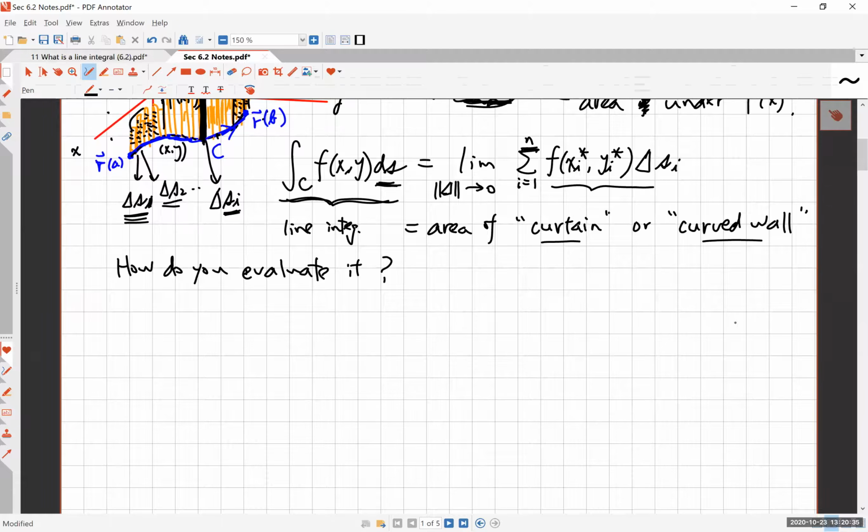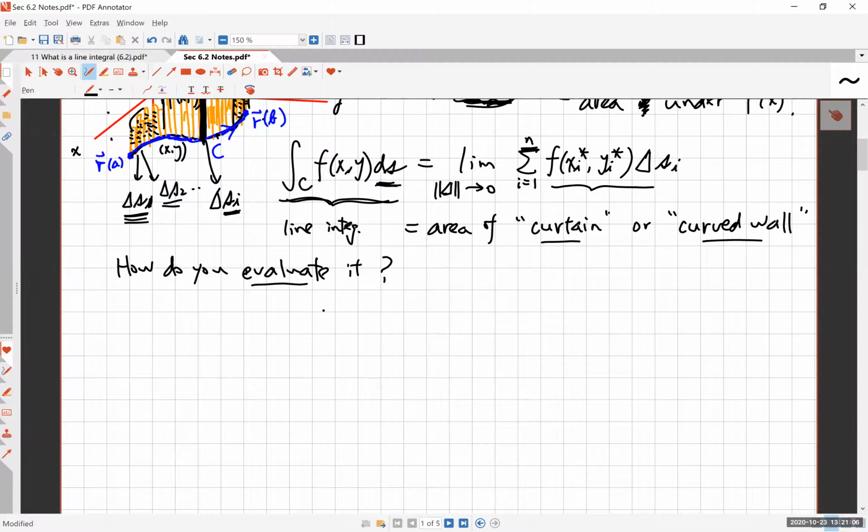All right, so let's go to this question, and we will be spending the rest of our time today dealing with this question. How do you evaluate a line integral? I will tell you exactly how to do that. It's not hard, okay? So let me explain.